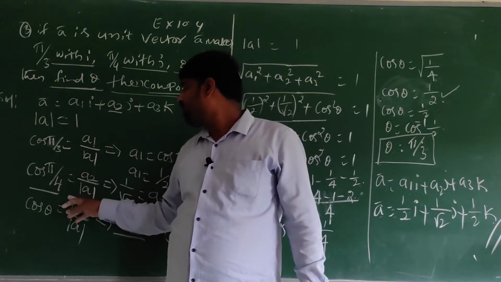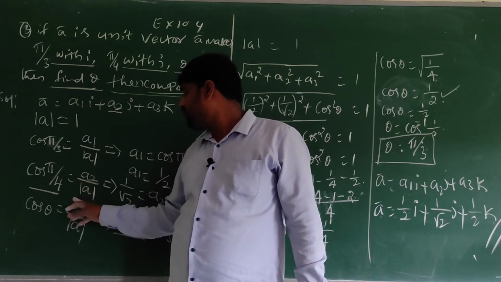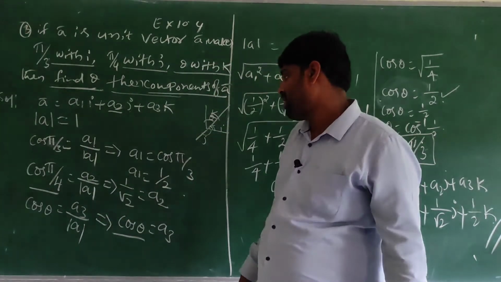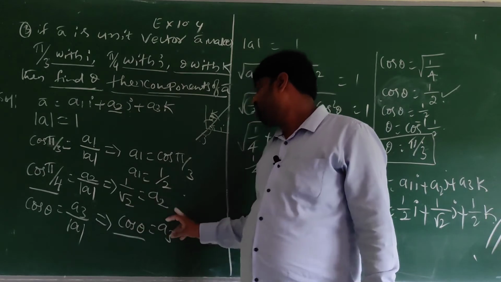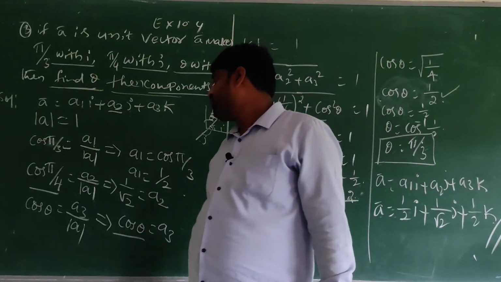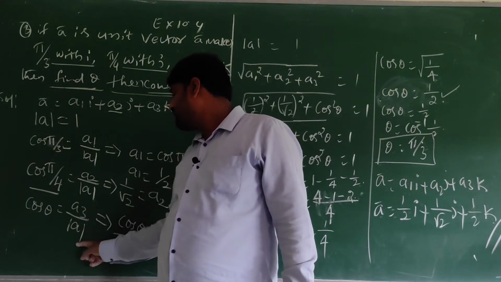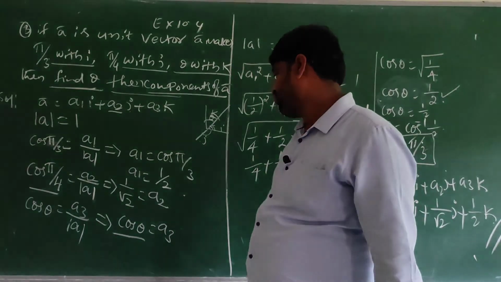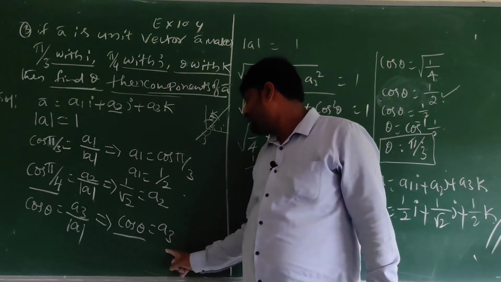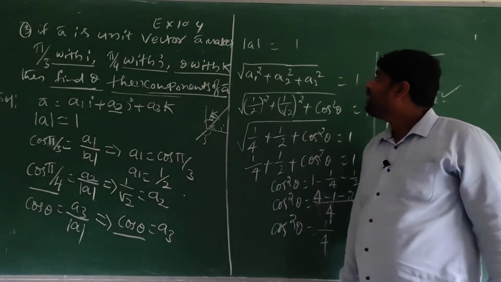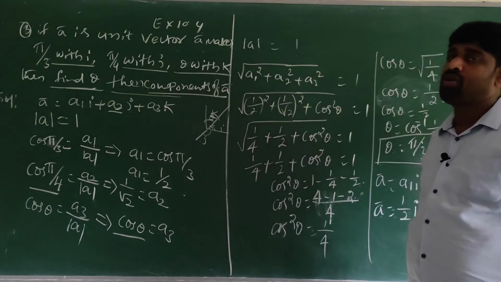Cos pi by 4 equals a2 divided by magnitude of a bar. That is, 1 by root 2 equals a2. Therefore, cos theta equals a3 divided by magnitude of a bar. Therefore, cos theta equals a3. Next, magnitude of a bar equals 1.